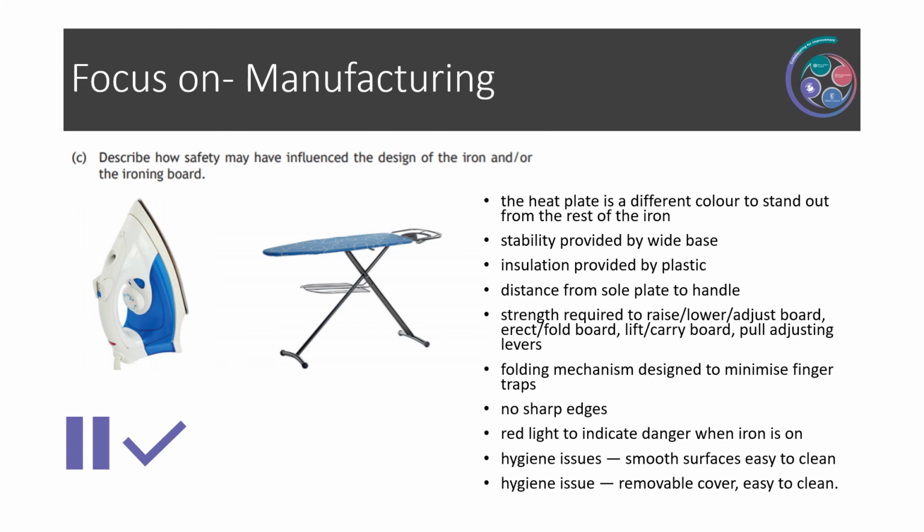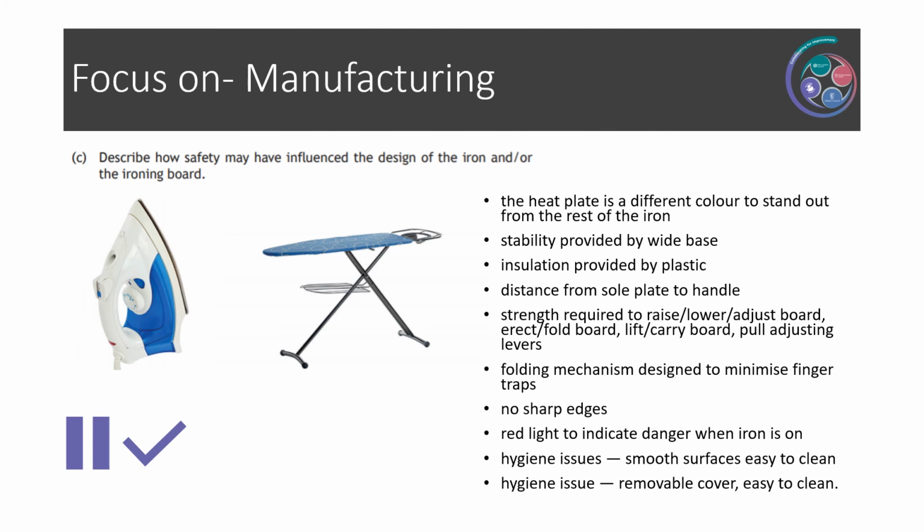Insulation has been provided by plastic on the iron and round the cable. The distance from the sole plate to the handle. There is enough distance there that the heat cannot rise up and hurt a person's hand when they're using the iron. The strength required to do various tasks with the moving and removal of the ironing board. The folding mechanism has to have been designed to minimise the risk to finger traps. None of the items can have any sharp edges. The iron has a red light to indicate danger when the iron is on. This also tells you when the iron is heating up and not to use it at that point.